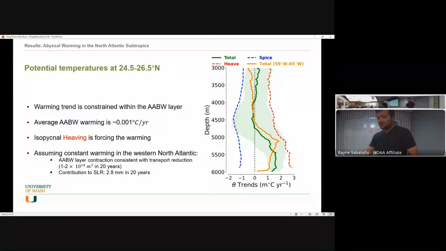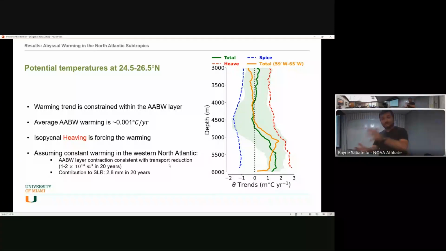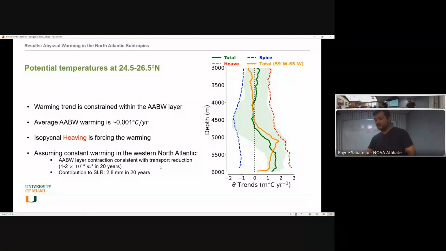So we started wondering, okay, if it's warming, and this has been shown by other studies in the South Atlantic and other places, do we see a contribution due to thermal expansion of this huge layer for sea level rise, for example? And what is the volumetric change of this water, of this layer?